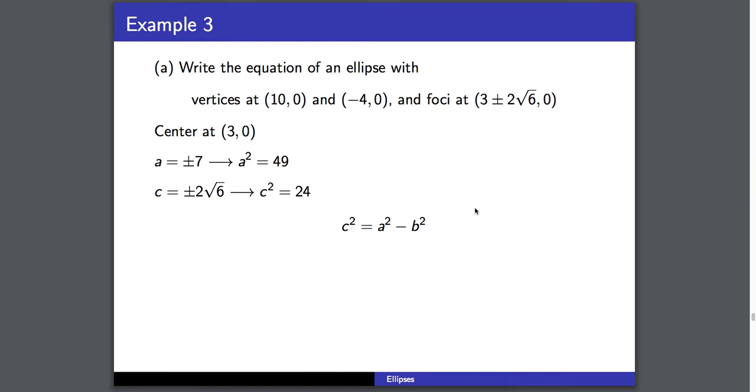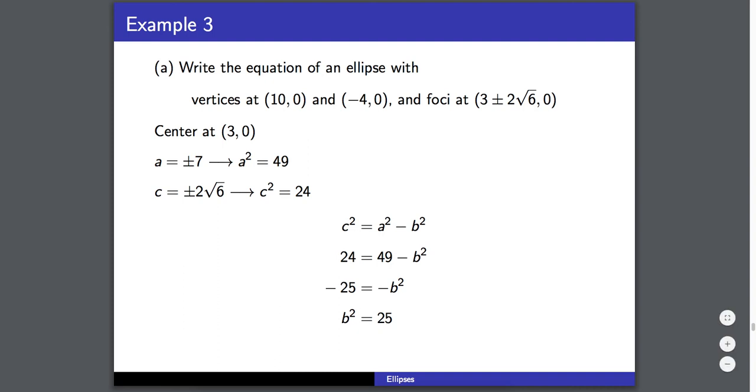Now that we have c squared and a squared, we can find b squared using the equation for the foci. c squared equals a squared minus b squared, so 24 equals 49 minus b squared. Subtract 49 from both sides, and we get negative b squared equals negative 25. So b squared is 25. Because we're finding the equation, we don't need to take the square root of both sides.